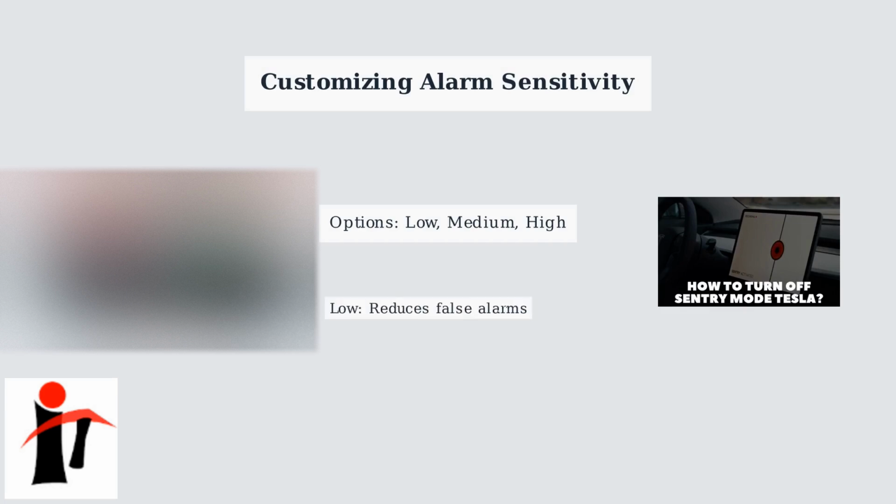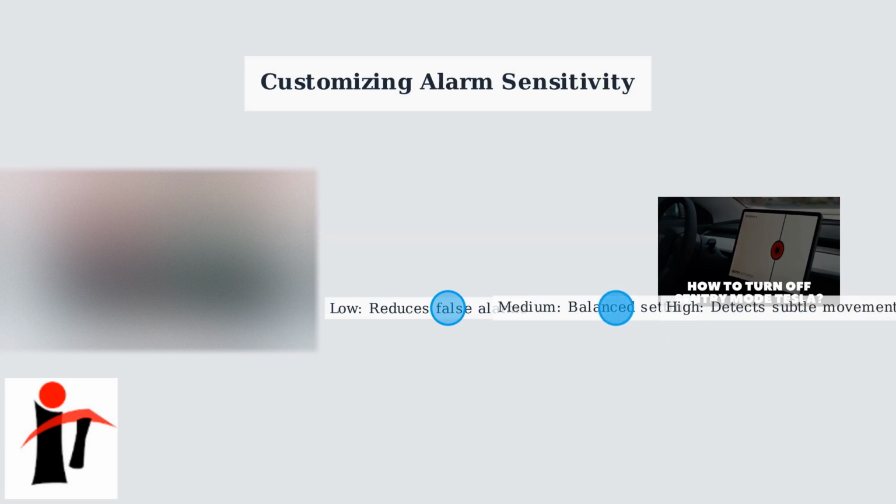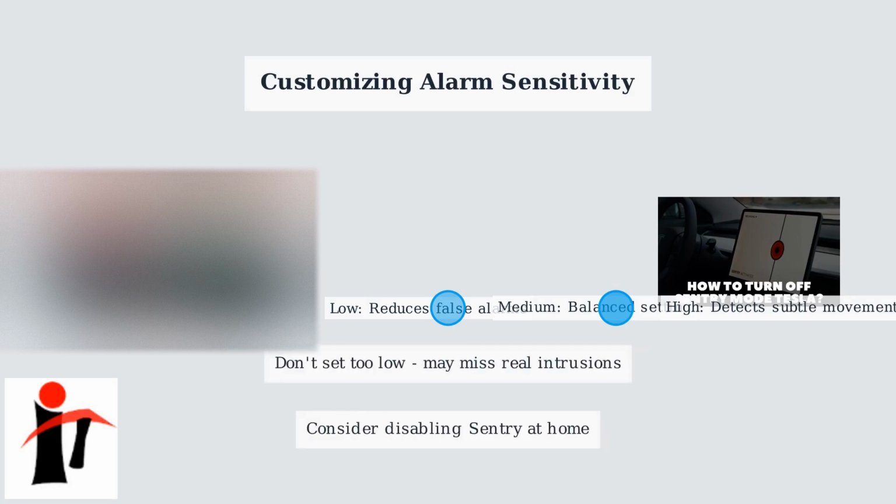Low sensitivity reduces false alarms from minor disturbances like wind or distant traffic. Medium provides a balanced approach. High sensitivity detects even subtle movements but may trigger more often. Don't set it too low or you risk missing actual intrusions. Consider disabling Sentry Mode at home for added convenience.